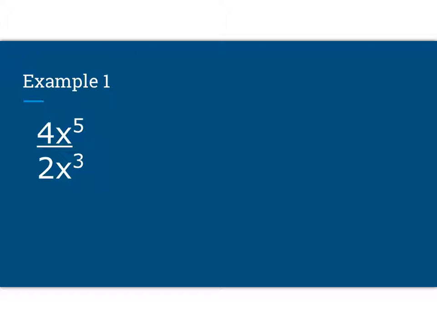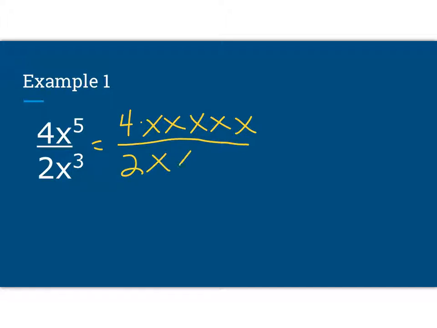So check out your first example. 4x to the 5th divided by 2x cubed. Our first job is going to be to write this out. So 4x to the 5th is really the same thing as 4 times x 5 times here. On the bottom, 2x cubed. That x cubed I can rewrite as x times x times x.